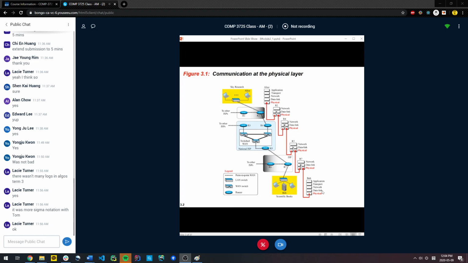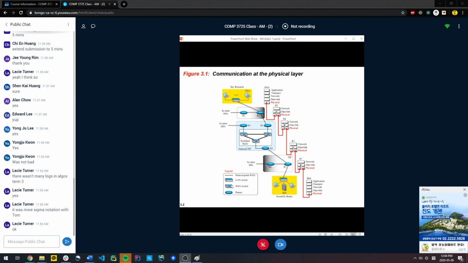So what we care about fundamentally in the physical layer is how we use analog signals and how we do digital signals. This is a diagram that you'll see over and over again as we go through each layer, where Alice at Sky Research is trying to communicate with Bob at Scientific Books. In this case, we're going to focus strictly, irregardless of the network you're going through, whether it's a local area network or wide area network, it doesn't really matter. I care about the signal representation of the data, in the form of an analog or a digital signal.